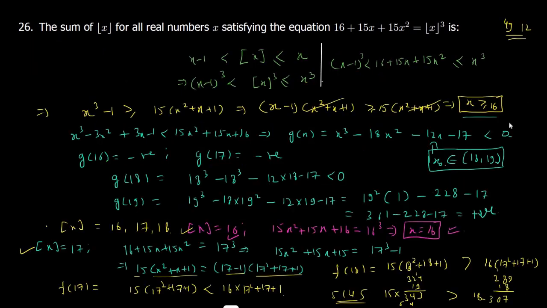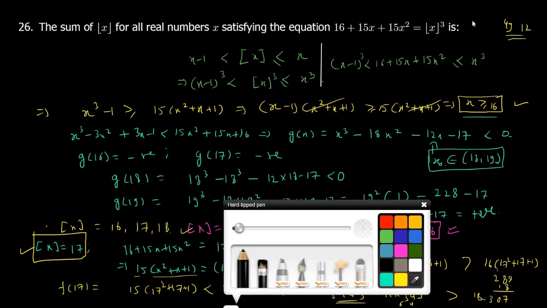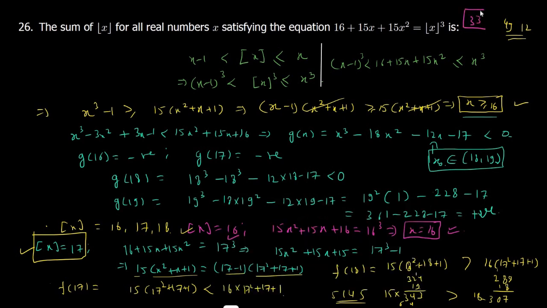So the valid solutions are box of x can be 16, or box of x can be 17. I think box of x equals 17 was also a valid solution, which we saw from here. And if we had both of them, the answer is 16 plus 16, 32 plus 1, 33. So the answer is 33. Answer for this question is 33.